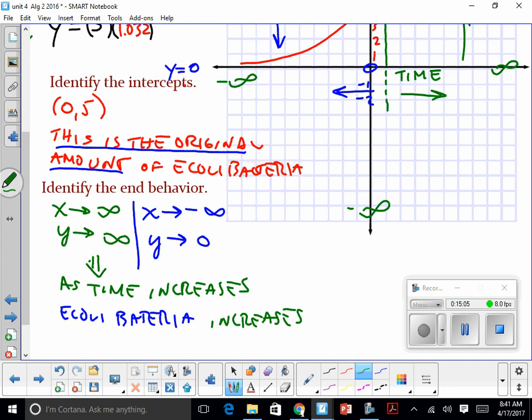So far, what are the two new things? A, what does the Y intercept actually mean? And what does the end behavior mean in the context of this problem? So far, only two new things. Here comes the third new thing, even though I know some of you are still writing, so let me pause.